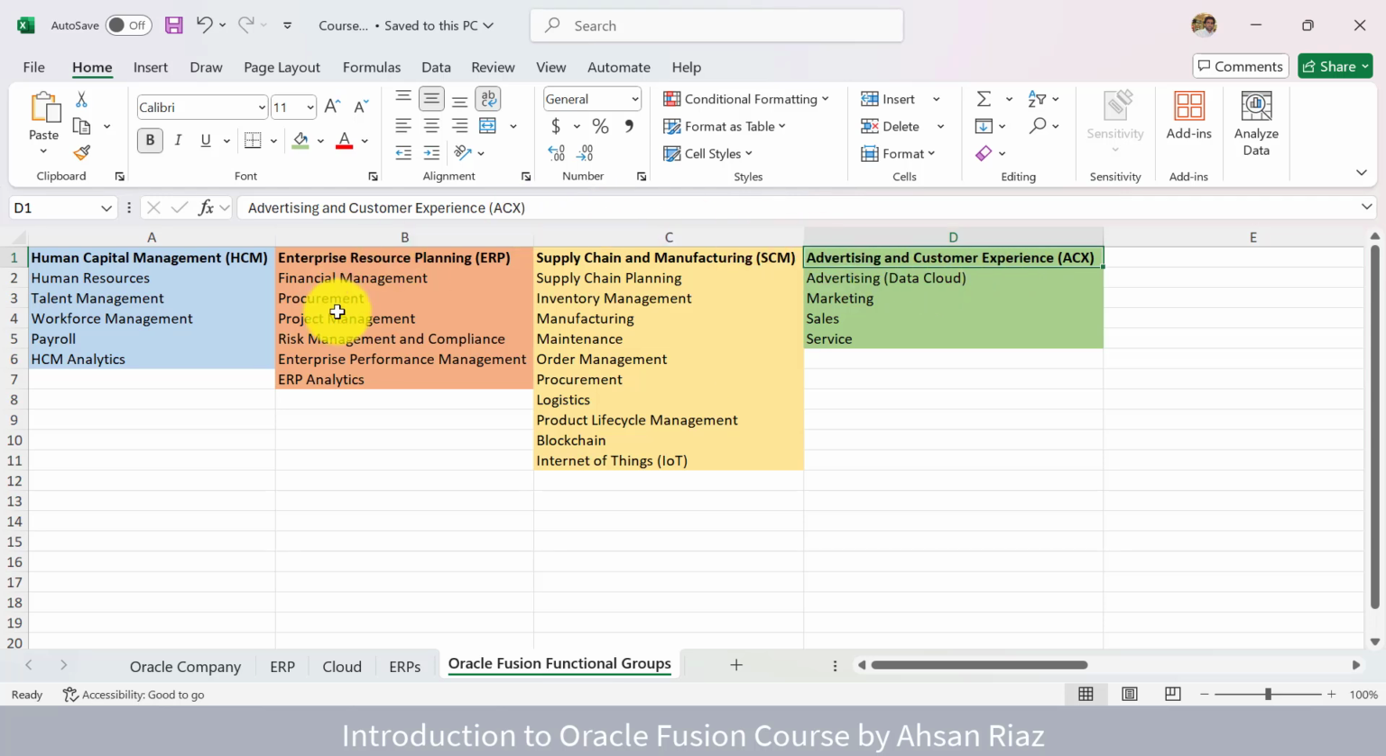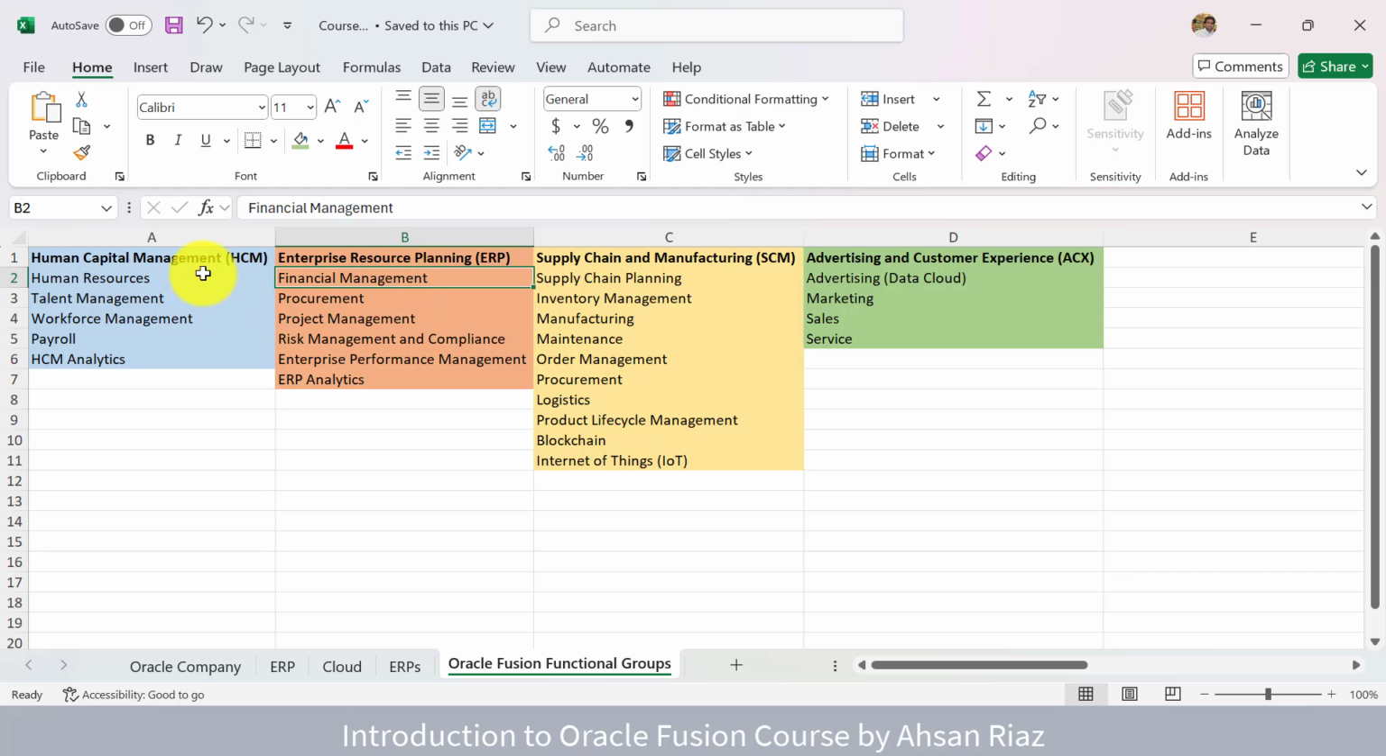So I hope it's now clear to you, as part of Fusion, what is meant by HCM, what is meant by ERP, what is SCM, and what is ACX. So there are four major functional groups in the Oracle Fusion application, and there are different products inside. I will make a separate lecture for each one of them to give you a brief introduction about these four business areas. And the capability of ERP, this is very, very critical, is that it's real time.